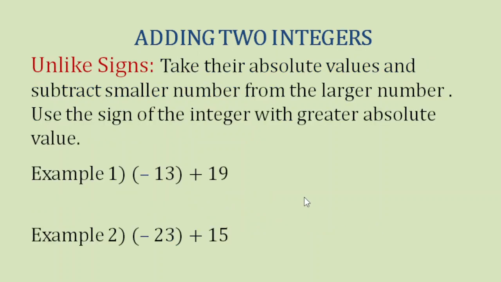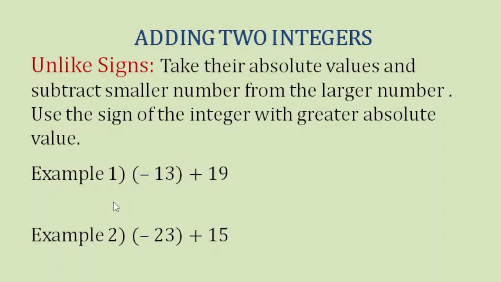Now, if the two integers have unlike signs, take their absolute values, meaning to say we will still treat them as positive numbers, but this time subtract the smaller number from the larger number. And then how about the sign? Use the sign of the integer with greater absolute value.